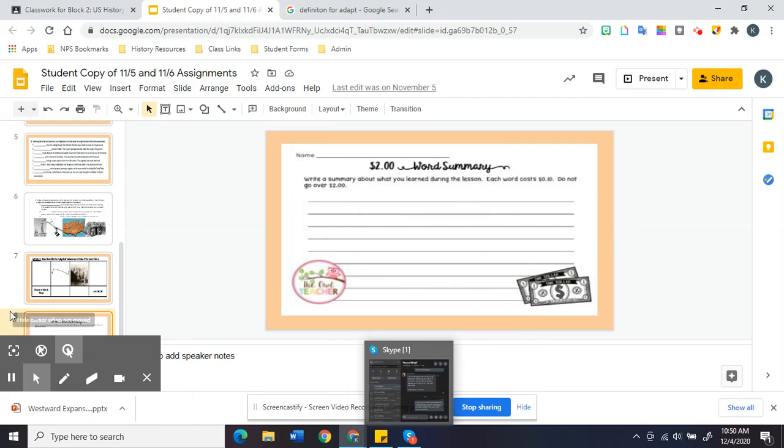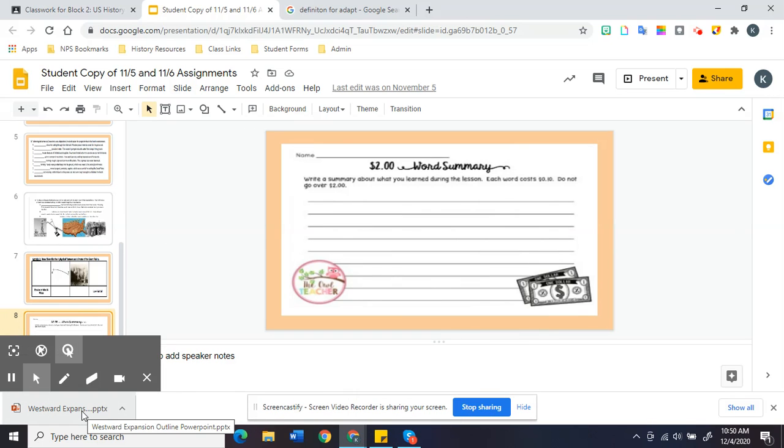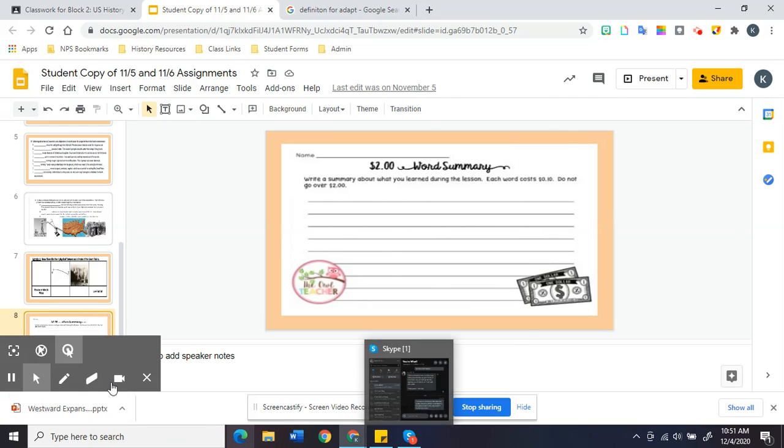Okay, and the word summary. Now, I know this was a long lesson, but you're going to write a summary about what you learned. Each word costs 10 cents. Don't go over $2. So in 20 words or less, describe what we talked about today. And then hit that turn in button.